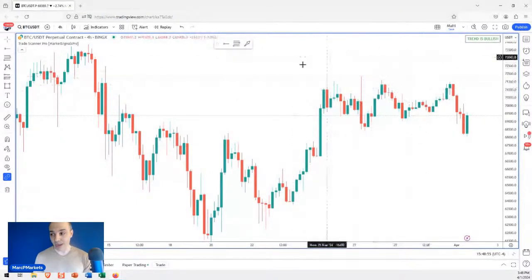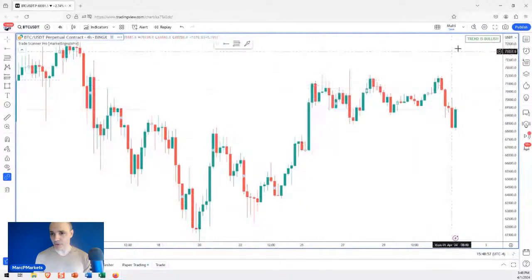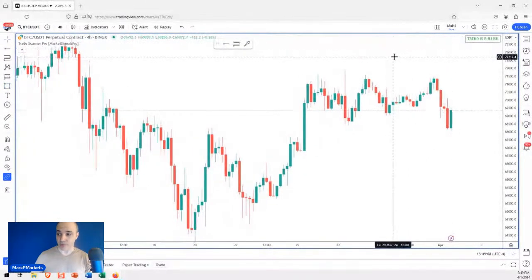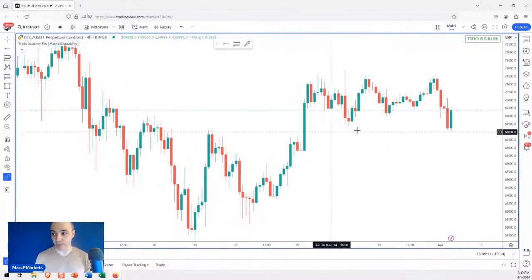This is the 4-hour time frame that I'm on. If you notice up here, what I'm pointing to, let me highlight that. This area up here, see this? It says trend is bullish. That's telling you what the TradeScanner sees. The general trend is bullish. So that means you should be expecting longs. You should be expecting long signals.